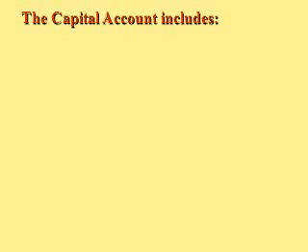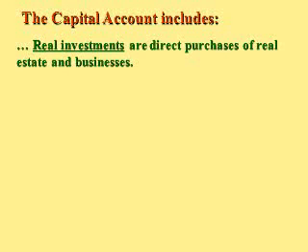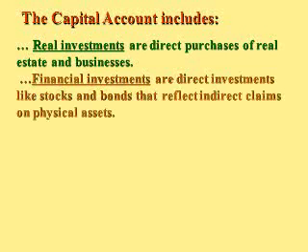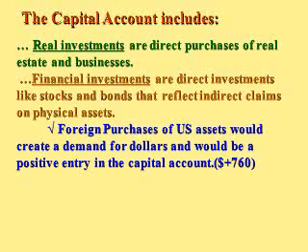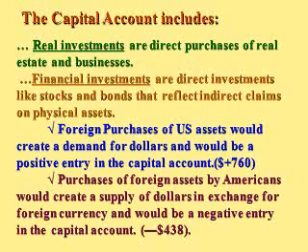When we take a look at the capital account, that's going to talk about real investments, which deals more with real estate and businesses, and financial investments, which deals specifically with stocks and bonds. Okay. The foreign purchases of U.S. assets would be a plus $760 billion. That means foreign money coming in and buying real estate or other businesses. That's a plus 760. But people in the U.S. also buy foreign businesses overseas, and so the U.S. is going to lose $438 billion going overseas to buy those businesses.